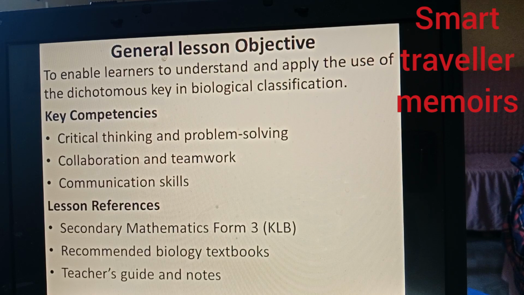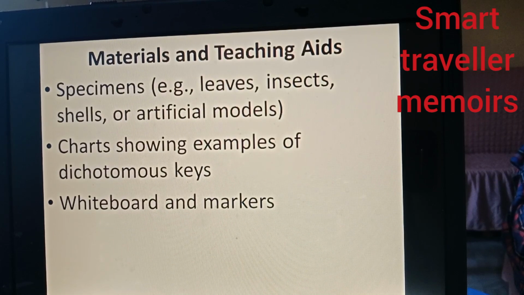Lesson references: Secondary Biology Form 3 KLB or any other recommended biology textbooks, teachers' guides, and notes. Materials and teaching aids will include specimens like leaves, insects, shells, or artificial models. You can also have a chart showing examples of dichotomous key. And then, of course, we should have a whiteboard and markers.